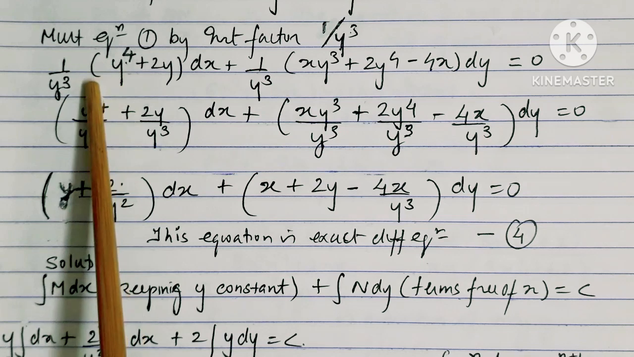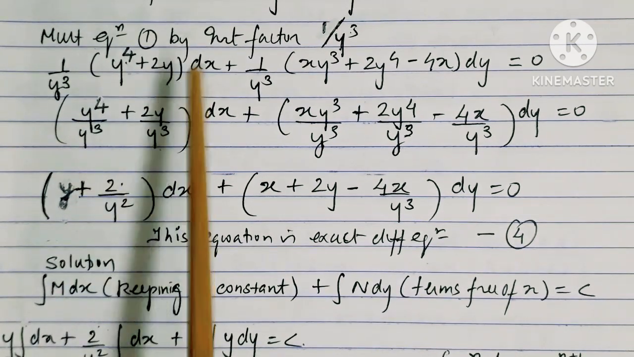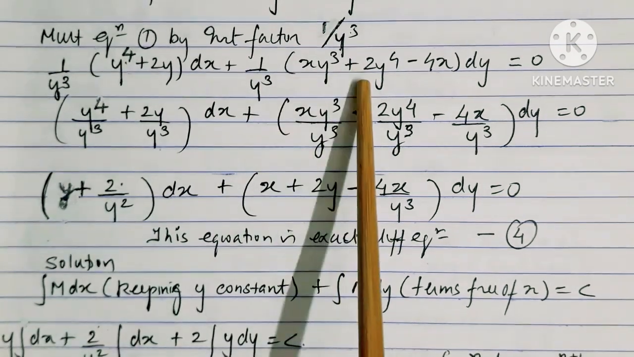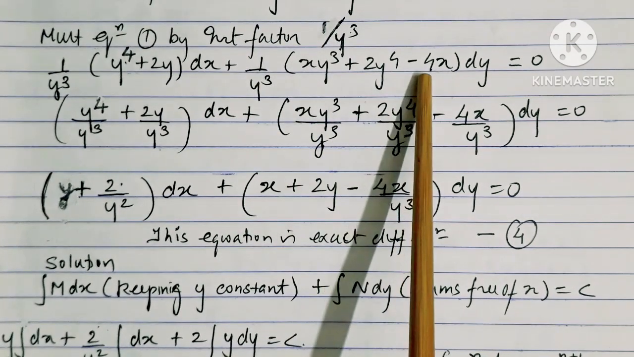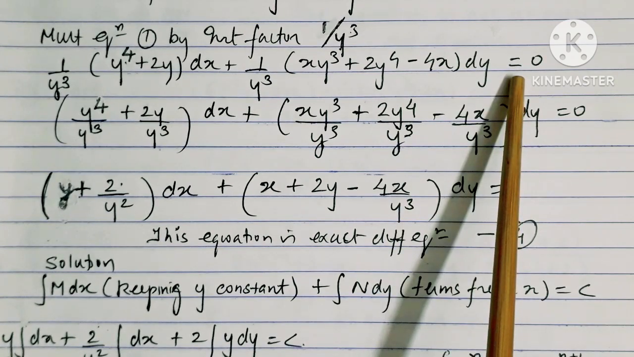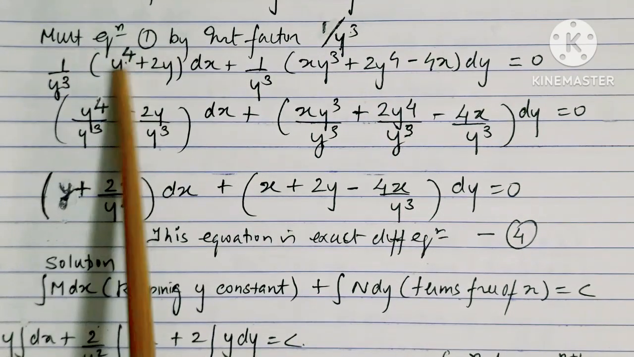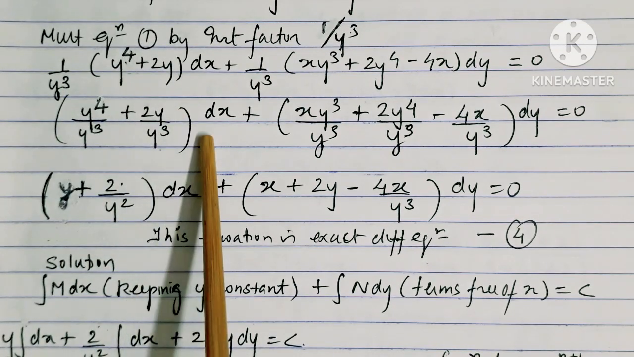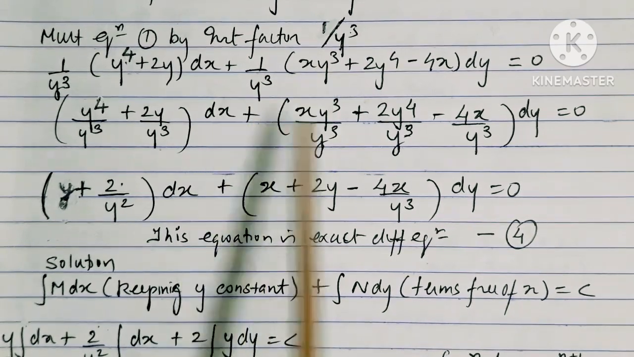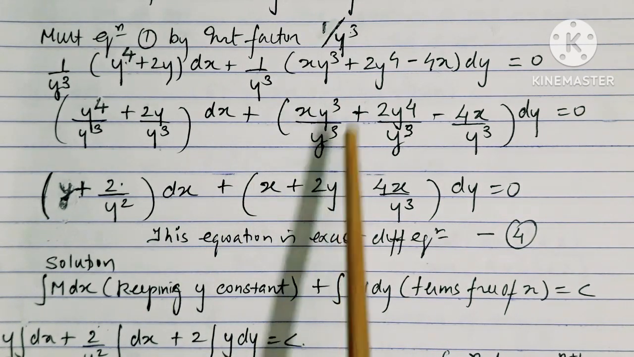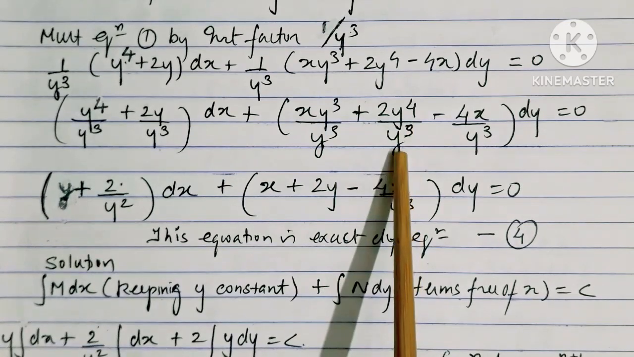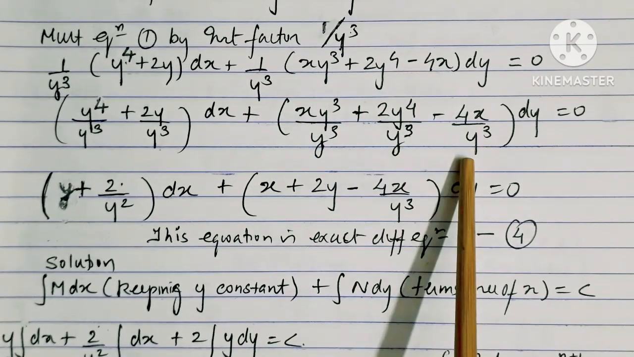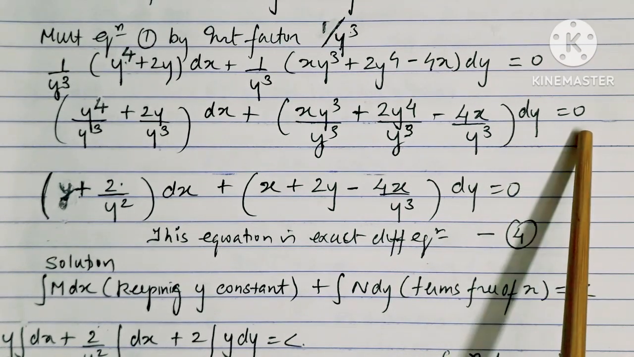Now, multiplying equation 1 by the integrating factor 1 upon y cube, we get 1 upon y cube into bracket y raised to 4 plus 2y dx plus 1 upon y cube into bracket xy cube plus 2y raised to 4 minus 4x dy is equal to 0. Now this would be y raised to 4 upon y cube plus 2y upon y cube dx plus xy cube upon y cube plus 2y raised to 4 upon y cube minus 4x upon y cube dy is equal to 0.